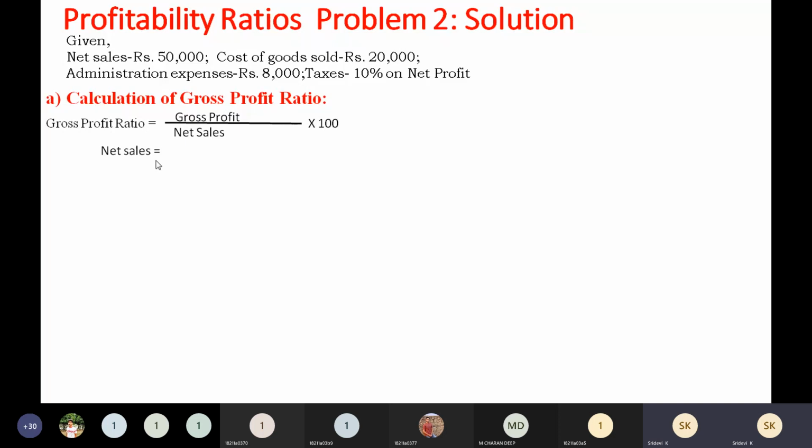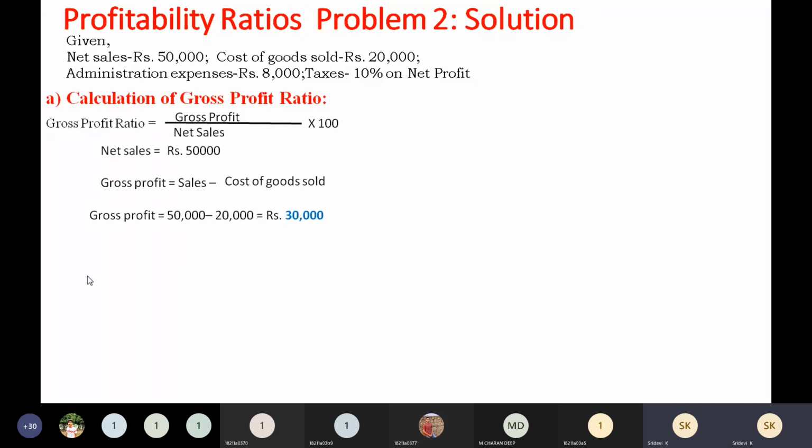Net sales is directly given as 50,000; you need not calculate it. Take down that 50,000 here. And gross profit is equal to, what is the formula you are going to use here? Net sales minus cost of goods sold. Net sales is 50,000, minus cost of goods sold, which is 20,000. I am deducting that 20,000, so the remaining is how much? 30,000. 50 minus 20 gives you 30,000.